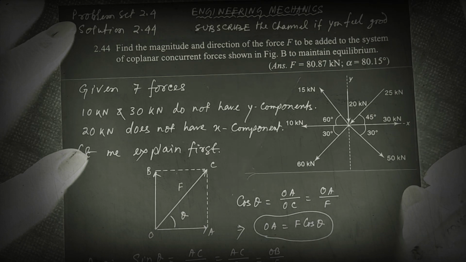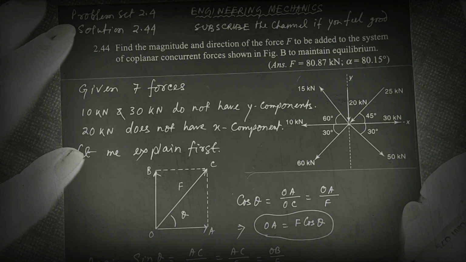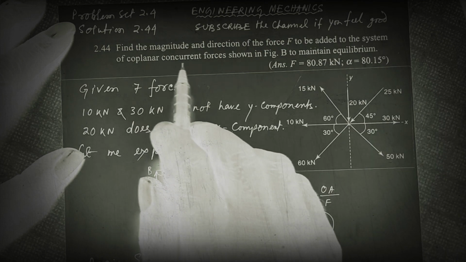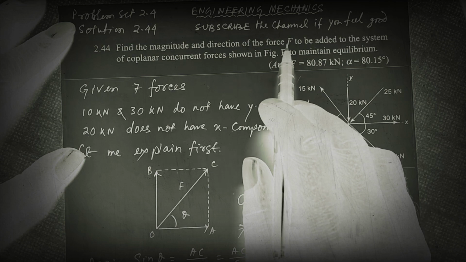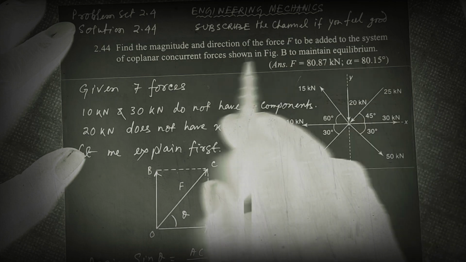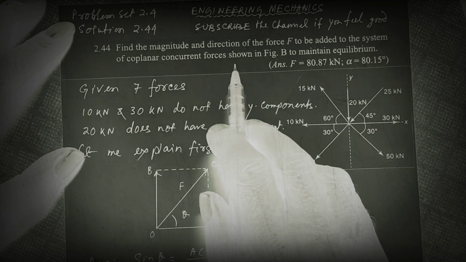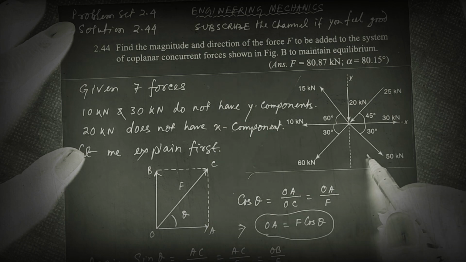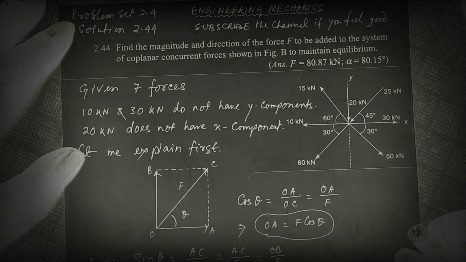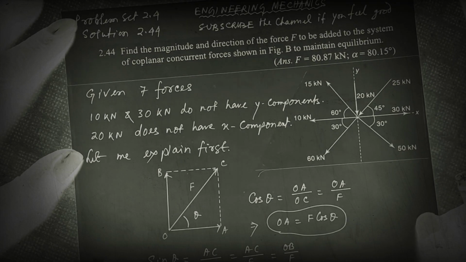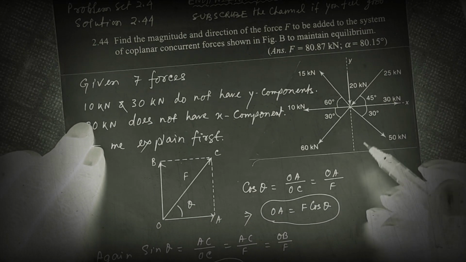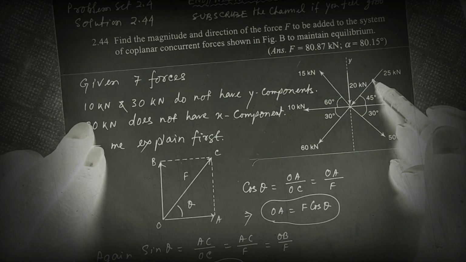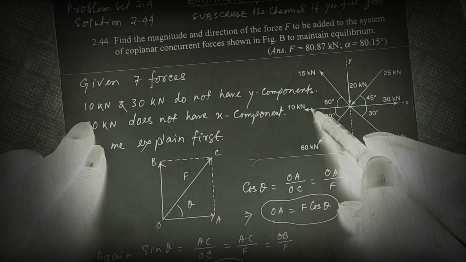Now, the statement of the problem goes like this. Find the magnitude and direction of the force F. We have to find this force F to be added to the system of coplanar concurrent forces shown in figure B to maintain equilibrium. Look, there are 7 forces. 1, 2, 3, 4, 5, 6, 7 forces.